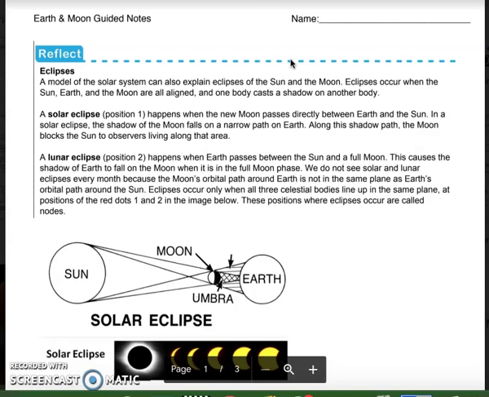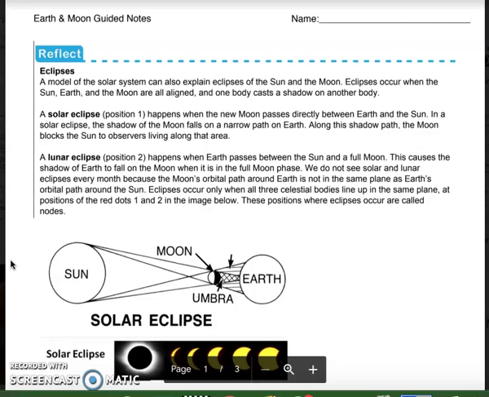A solar eclipse, which is the first one we can see right here, happens when the new moon passes directly between Earth and the sun. In a solar eclipse, the shadow of the moon falls on a narrow path on Earth. Along this shadow, the moon blocks the sun for the observers living along the area. A couple years ago, I think you were probably in 3rd grade, we had a solar eclipse that we could see from Oxford. So when it gets real kind of shady and dark.